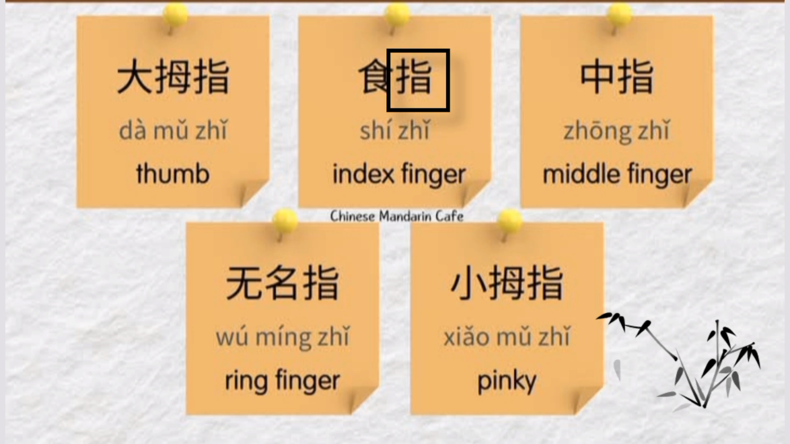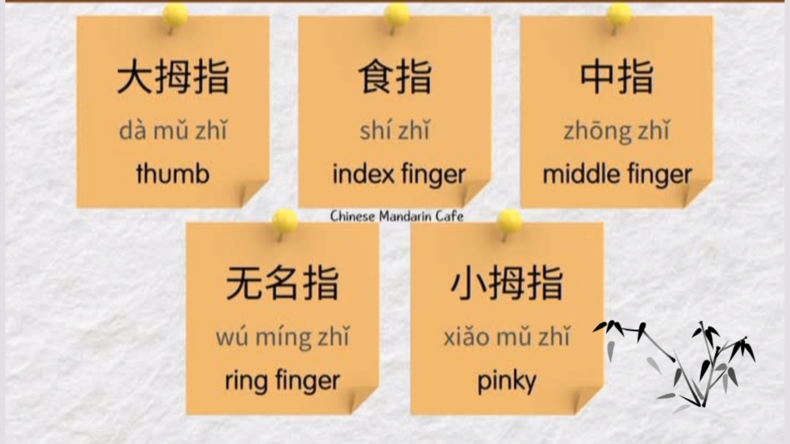In China, tapping two fingers on the table while drinking tea is a polite way to say thank you to the tea server. So together it makes 食指. Here you learned it. Let's move to our next finger.